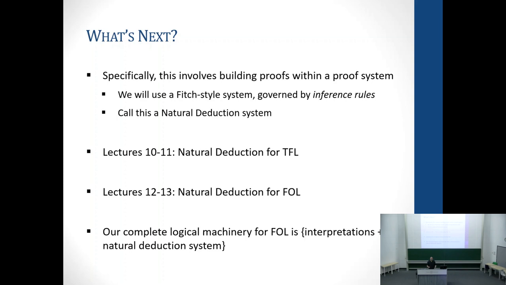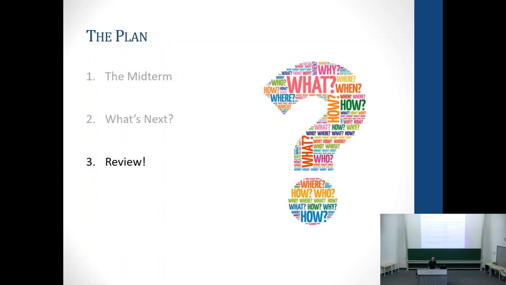Importantly for us, it will then give us our complete formal machinery, because when we approach FOL, it won't just be interpretations, it will be interpretations and our natural deduction system. So we can then take an FOL argument. If it's invalid, we can construct an interpretation that invalidates it. And if it's valid, we could build a proof that shows how you go from the premises to the conclusion. That will be the big, big upshot. But again, this is all in the future. We got to get through the midterm first, right?